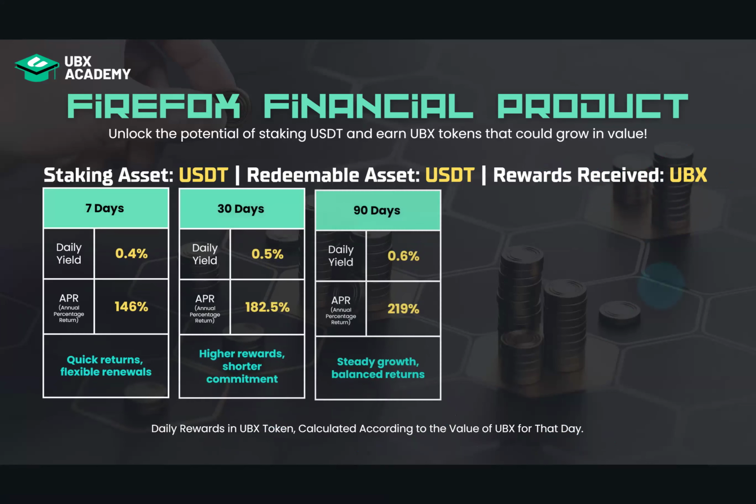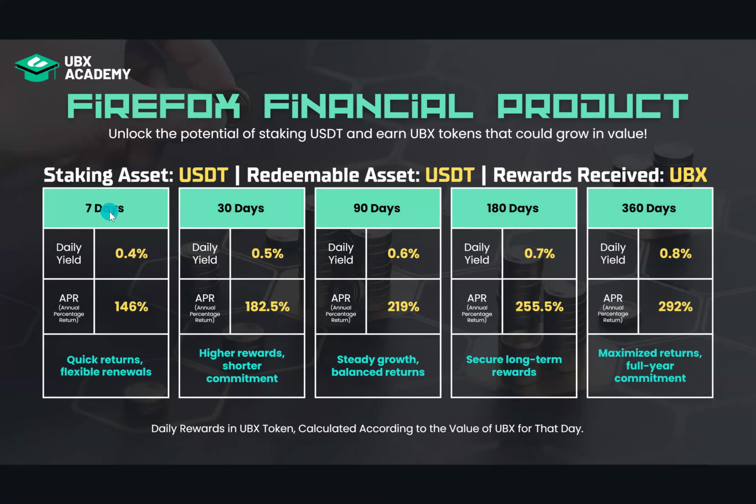We have 5 different contract periods: 7 days, 30, 90, 180, and 360 days. The percentage used is here, 0.4 to 0.8. Later I'll give some examples. But I need to clarify for the 7 days contract, if you are a new user, you can take the 7 days staking contract for the first time.